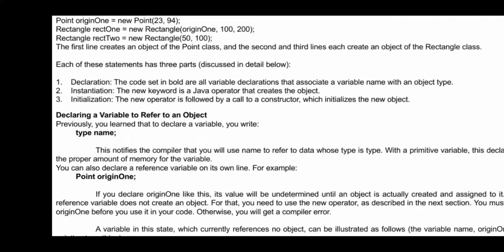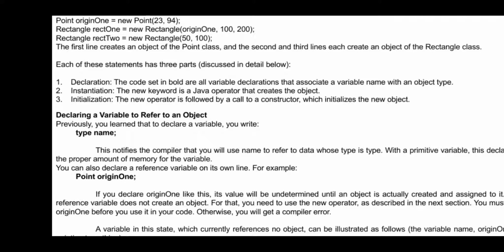Each of these statements has three parts: declaration, instantiation, initialization. Each object you want to create for a particular class means you are going to have that many statements. First you are going to declare, then you are going to instantiate, then afterwards you are going to go for initialization.